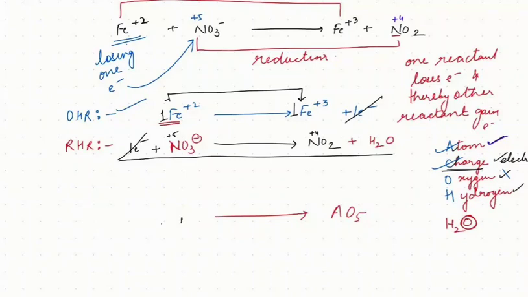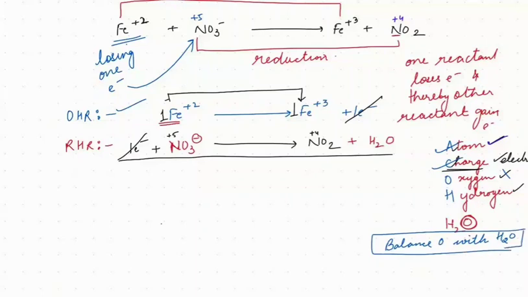So the rule says that you have to balance oxygen with water. And then you see there was no hydrogen in the picture, but because you added water, 2 hydrogens came up. And those 2 hydrogens you're going to add on the reactant side.